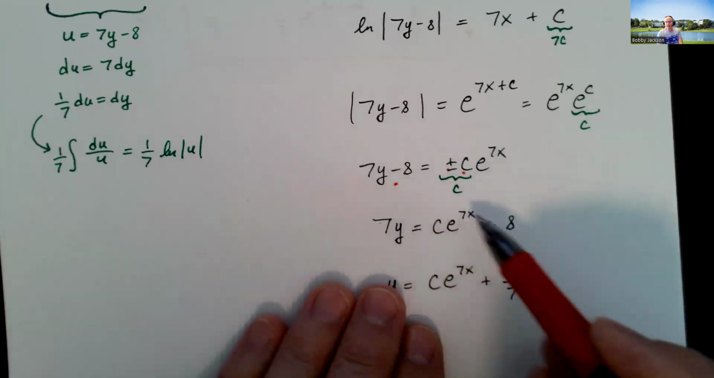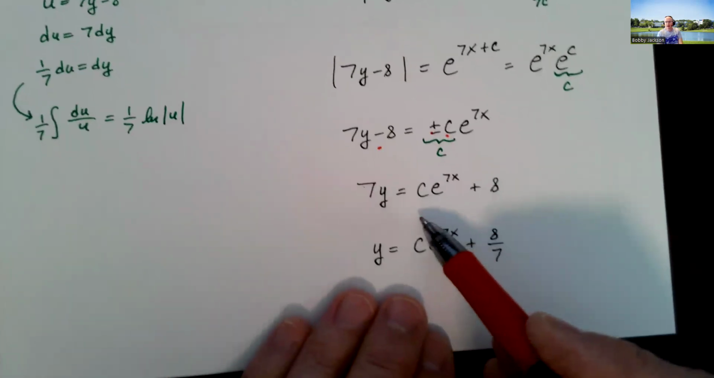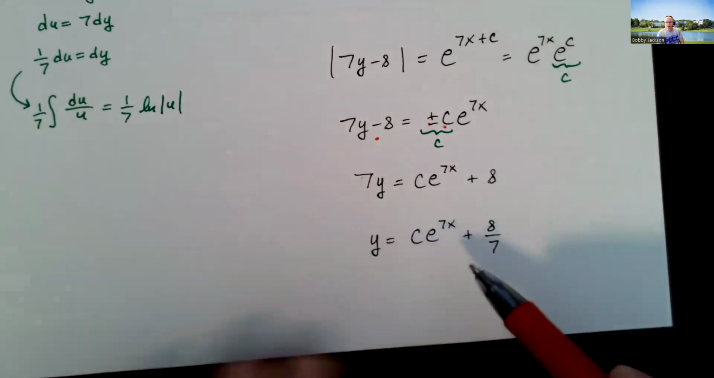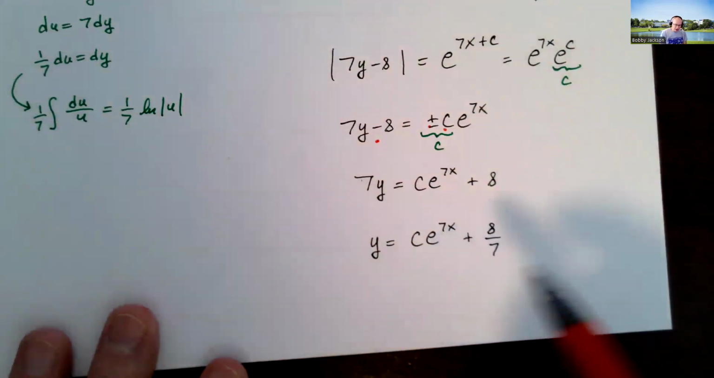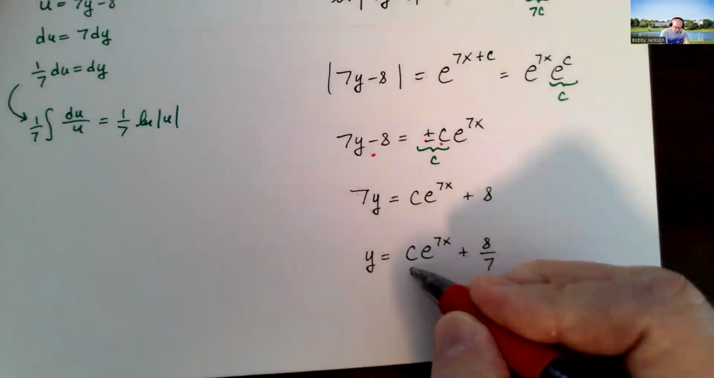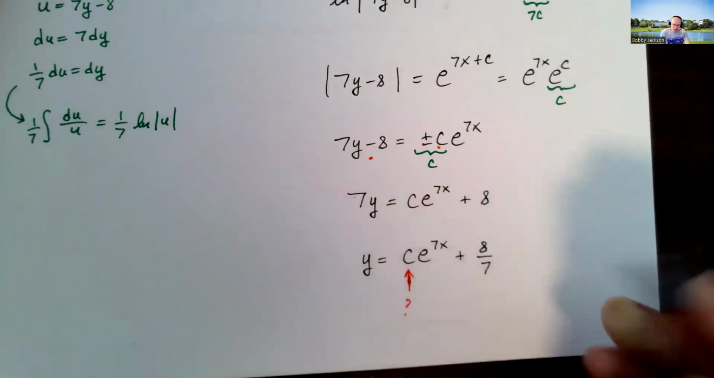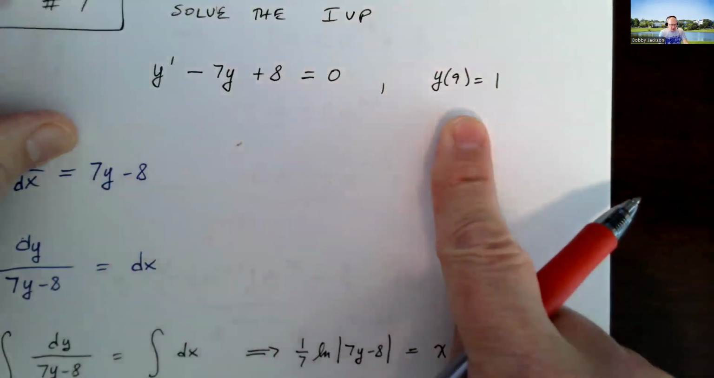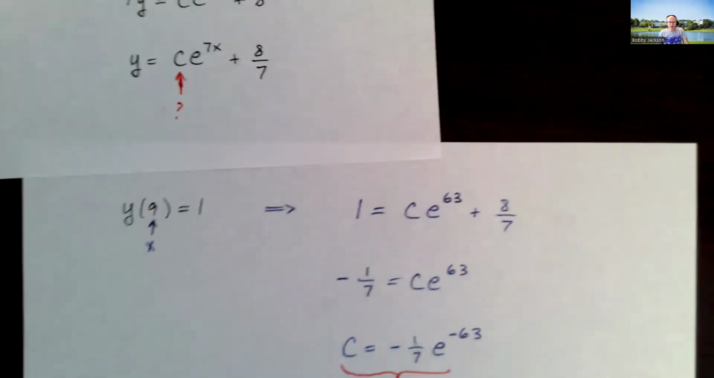All right, so we just keep absorbing as much as possible into that constant c. I'm going to add 8 to both sides now, and then I'm going to divide by 7, once again absorbing into the constant. So c divided by 7, I'm just going to call a new constant c. So here is my general solution. Okay. Now, the question is, for this initial condition, what's the value of c? And remember, the initial condition was this right here. So I'm going to continue this on the next slide.